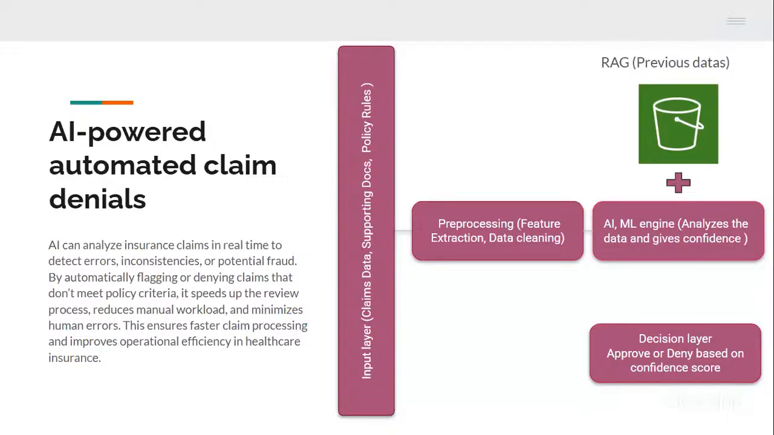The architecture behind it is the same thing, but with a different kind of data. The input layer is a large dump of old data sets, which helps with claim data, supporting documents, and policy rules, so that our model can learn from everything. Before learning, we need to pre-process the data. So we extract the data, clean it, and then send it on.